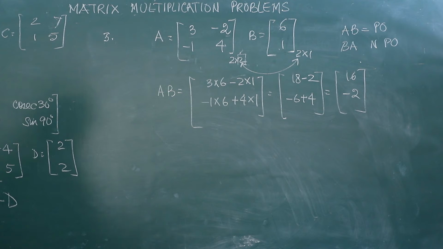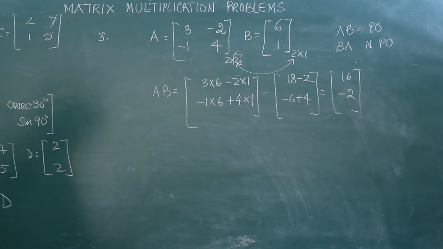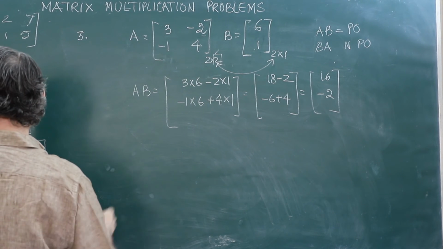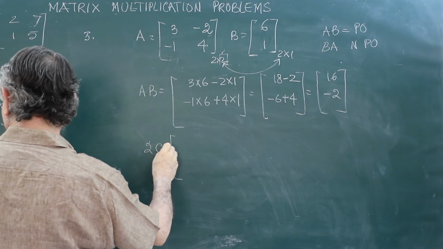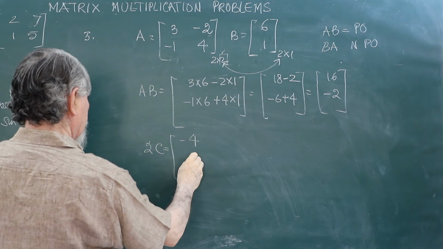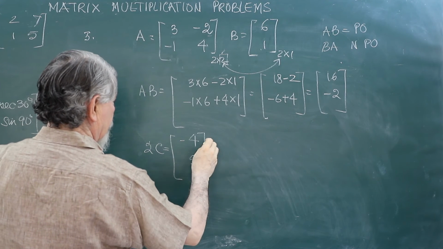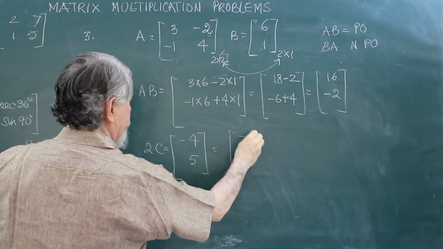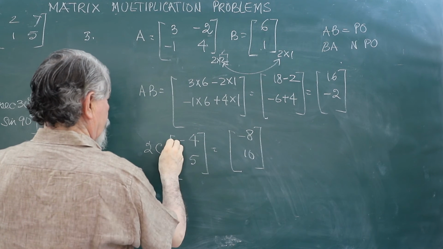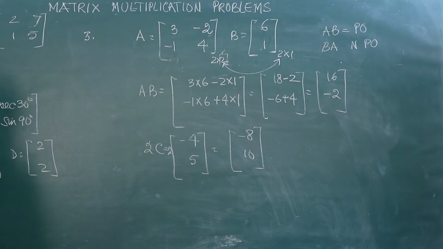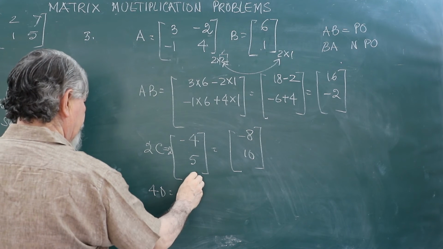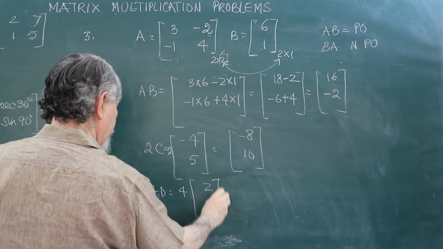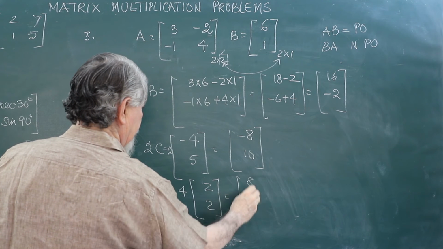Now let us calculate 2C. 2C is simple scalar multiplication. C will be multiplied by the scalar 2. That is 2 4s are 8, 2 5s are 10. So I get 2C. Then I want to get 4D. Again 4D is a scalar multiplication, 4 into D. 4 and the matrix D is 2, 2. So it will become 8 and 8.